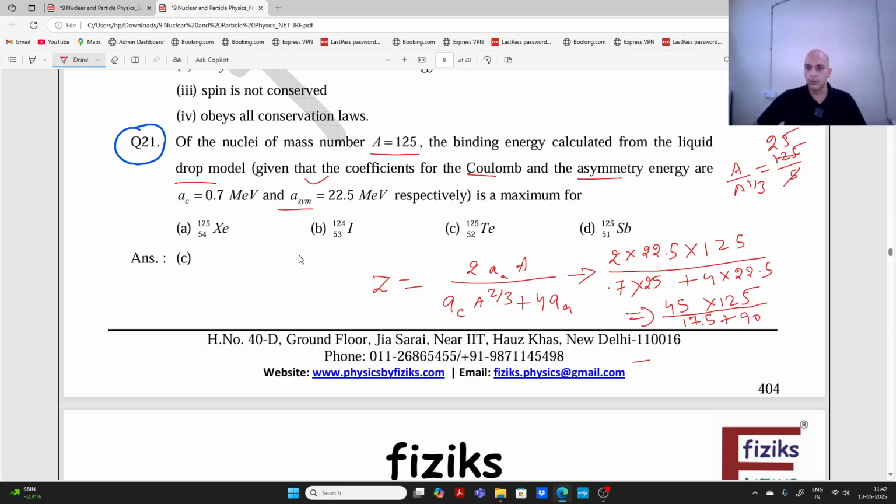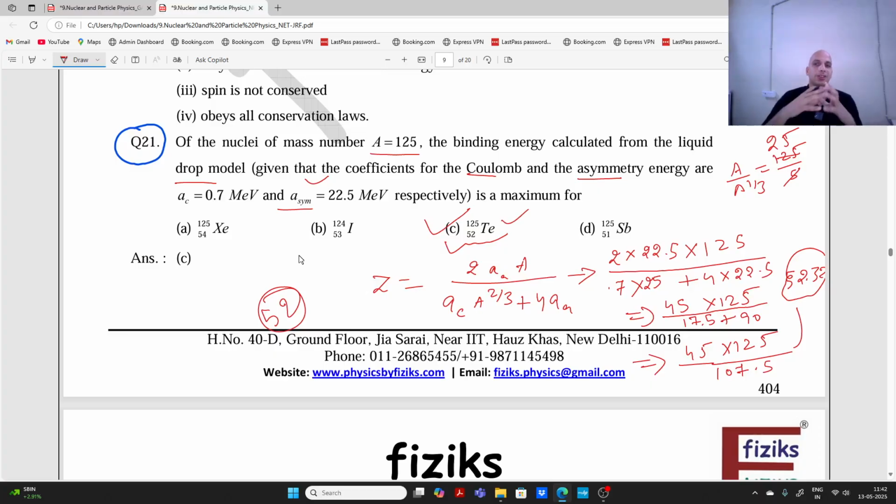So when I simplify it, 45 multiplied by 125 divided by 107.5. So when I simplify it, I will get 52.32. You can calculate it. So 52 point something, the nearest value is 52. So here 52 is already given, right? So this is the correct answer. So this is the most stable isobar, right?